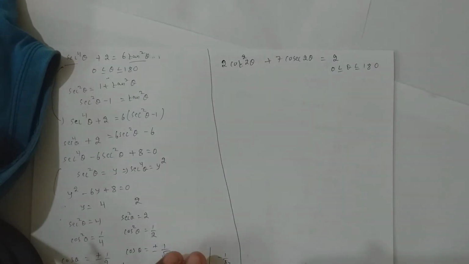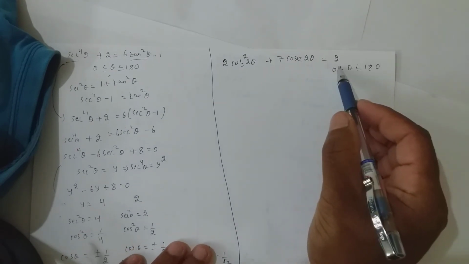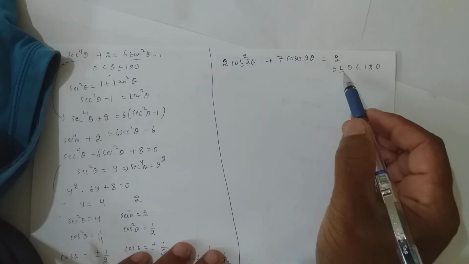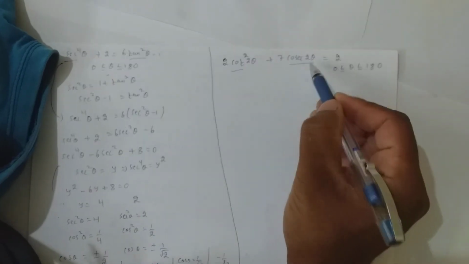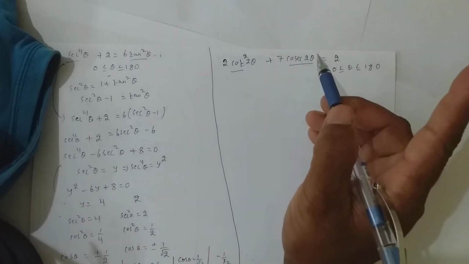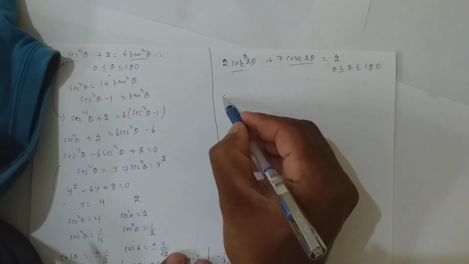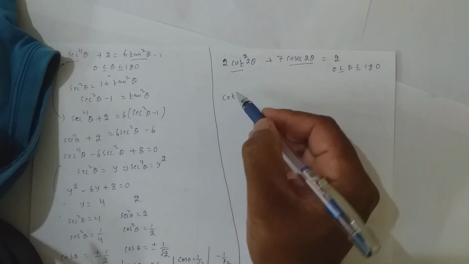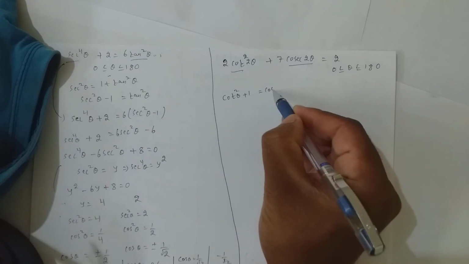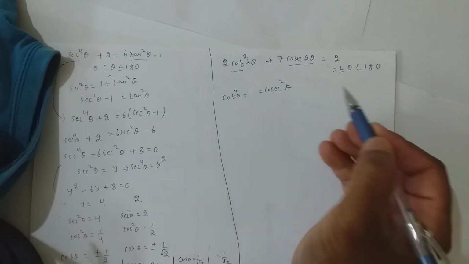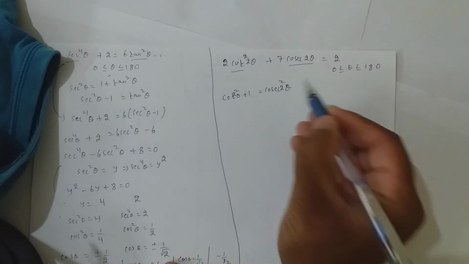Now look at the next sum. 2 cot square 2 theta plus 7 cosecant 2 theta equals 2. You should get theta between 0 to 180. Again, two trigonometric ratios, so they should be changed to only one trigonometric ratio. So I need to use the identity cot square theta plus 1 equals cosecant square theta. Now here if it is 2 theta, here also it has to be 2 theta.